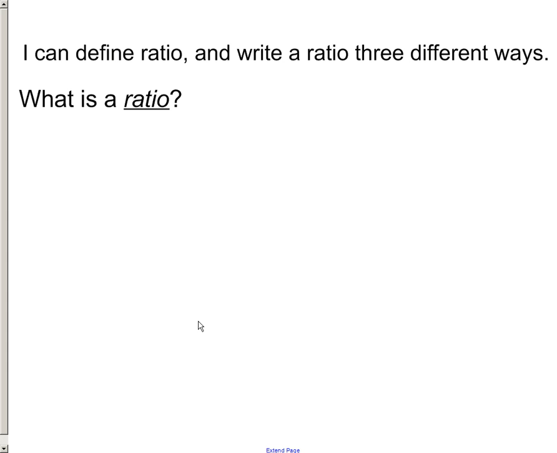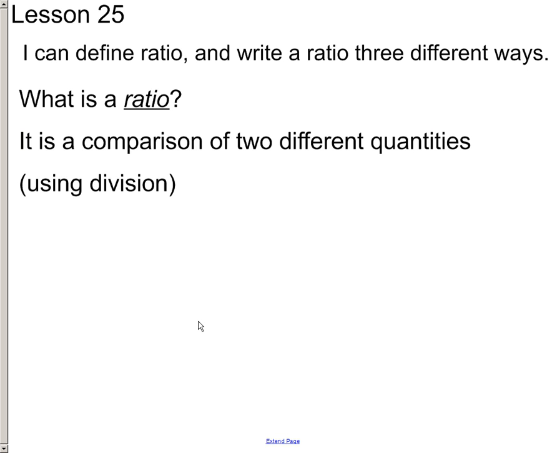So when you take a look at ratios, what are they and how to write them 3 different ways. Also, we'll take a look at story problem 2. All right, so a ratio. It's just a comparison of 2 different numbers. That's all that it is.